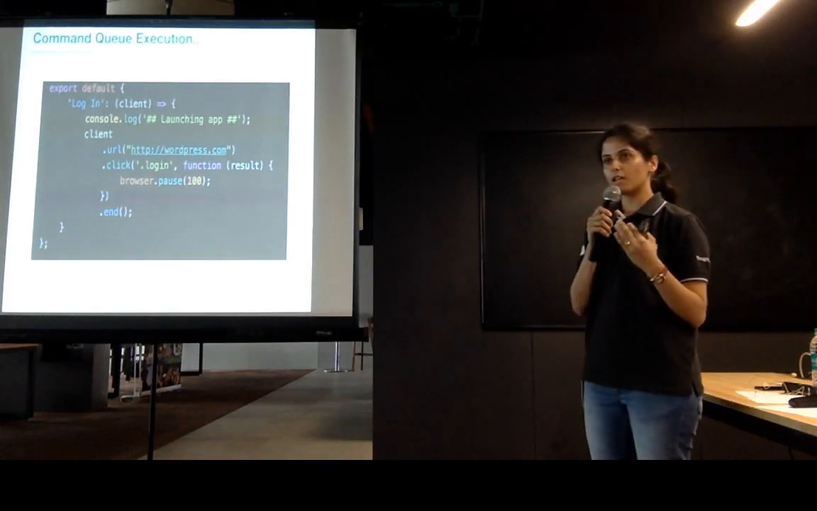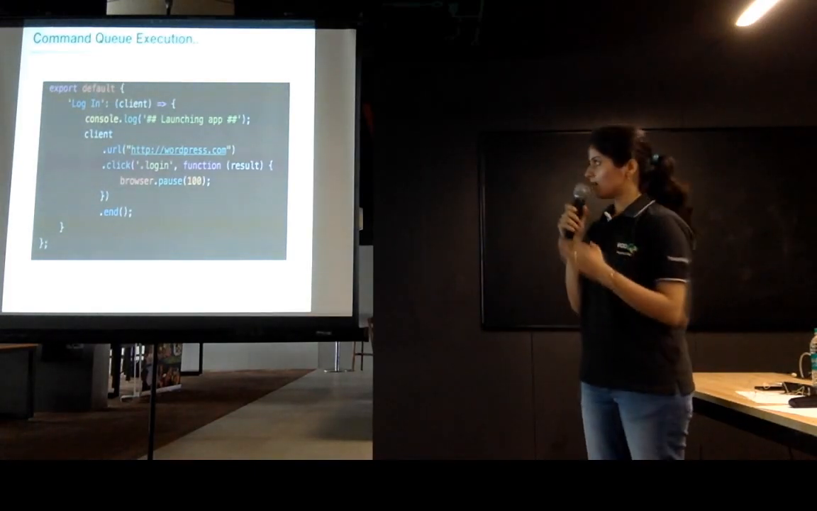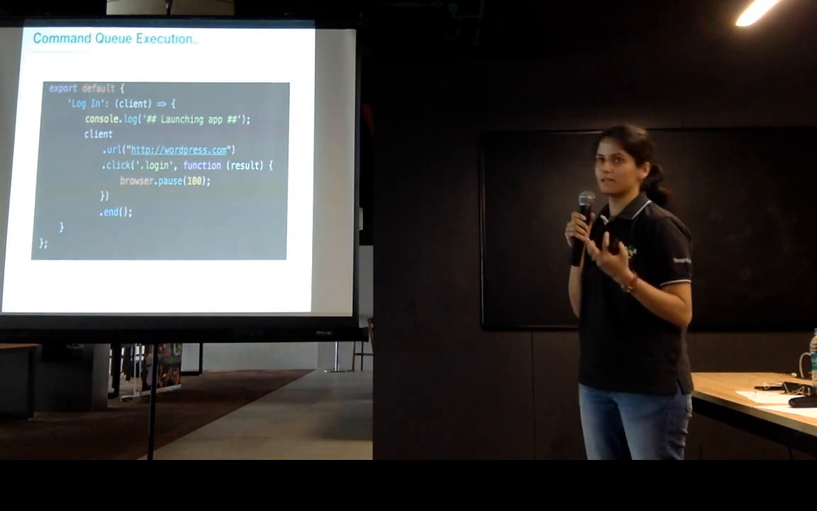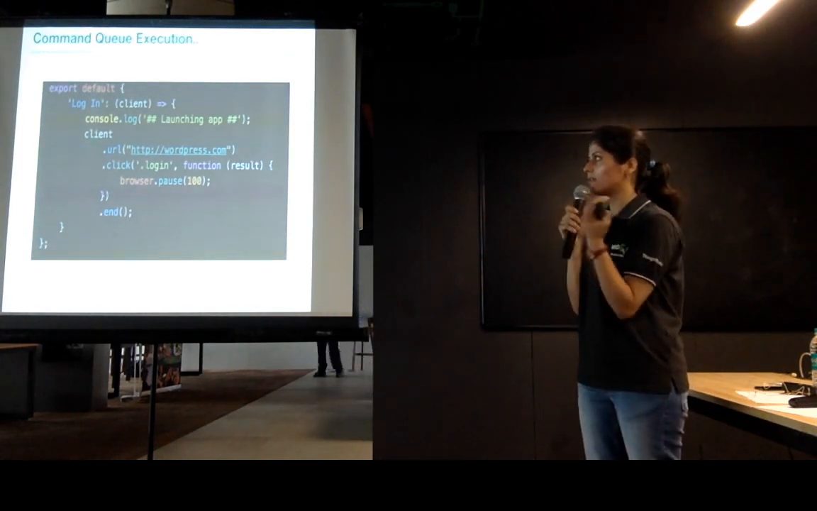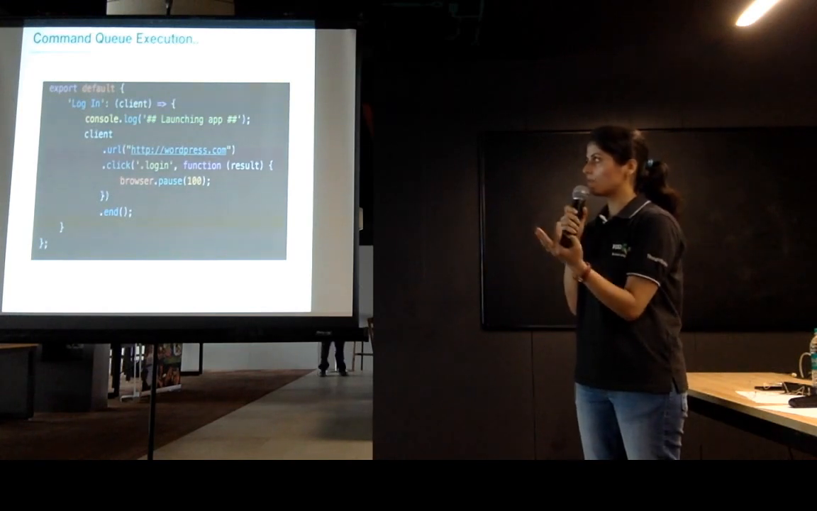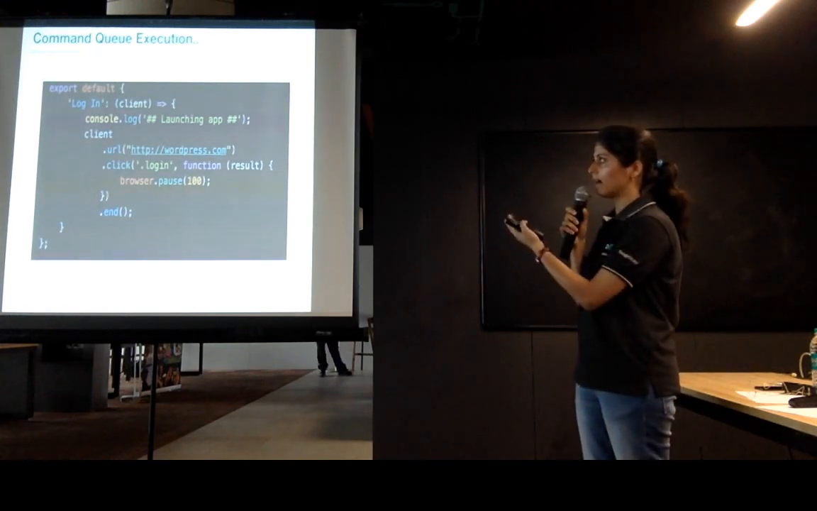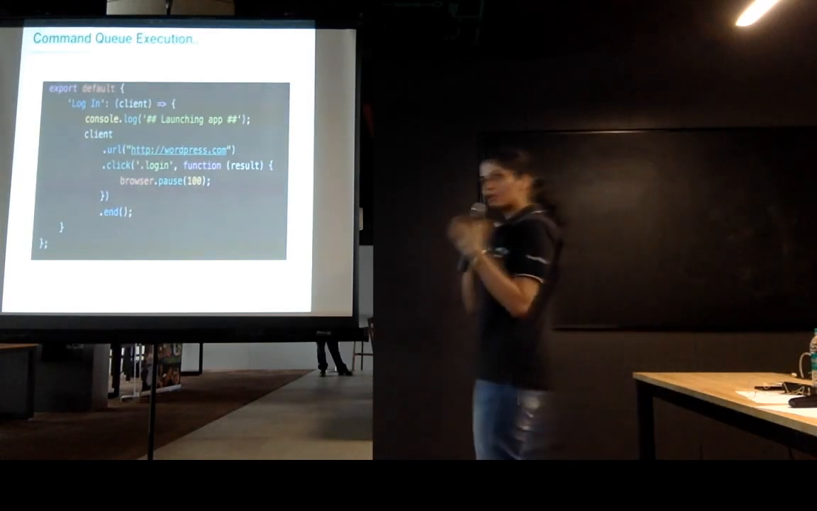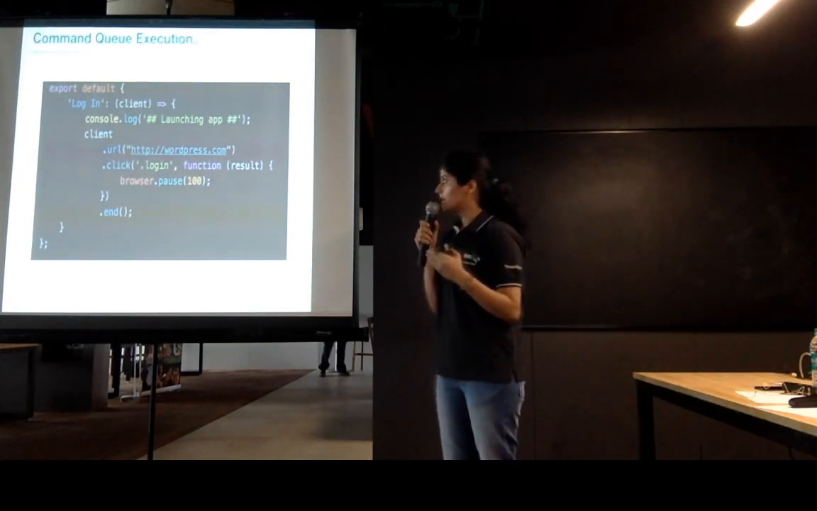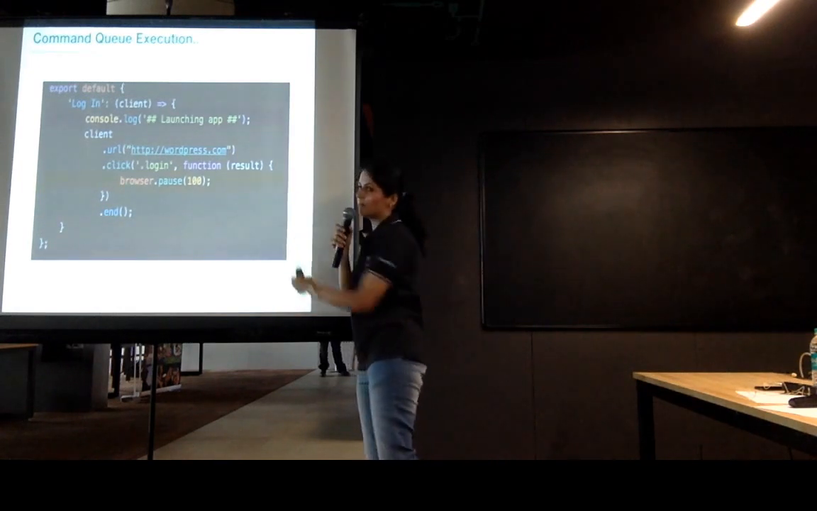First, when the command queue is actually formed initially, it will have only 3 commands: the URL, click, and the end, with the same arguments. URL will have a command argument as WordPress, click will be the action with a command argument as result, and there will be an end.